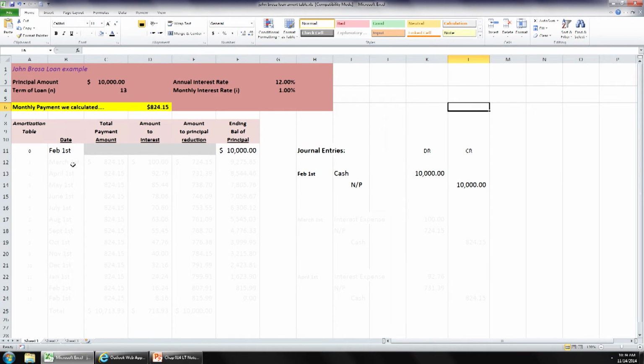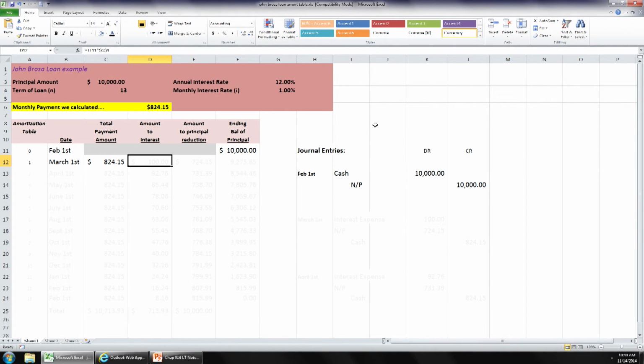Now let's figure out how to fill in this table for March 1st. Sometimes I say that's time period 1, because that's 1 month from now. Well, what is our total payment amount that we calculated? It's $824.15. Is that correct? Now, how much of that goes to interest? This is what I want you to concentrate on.